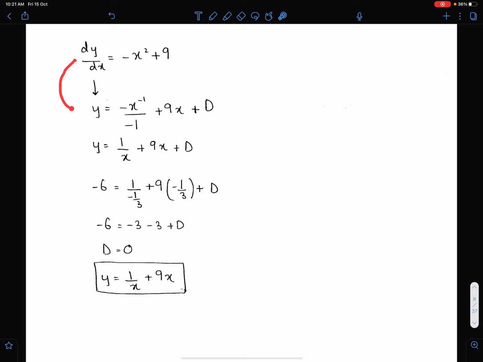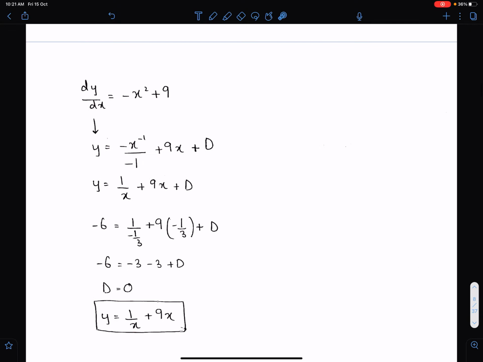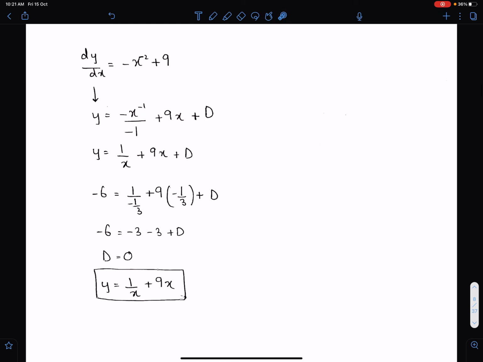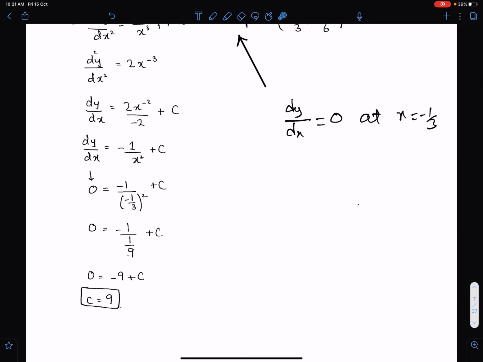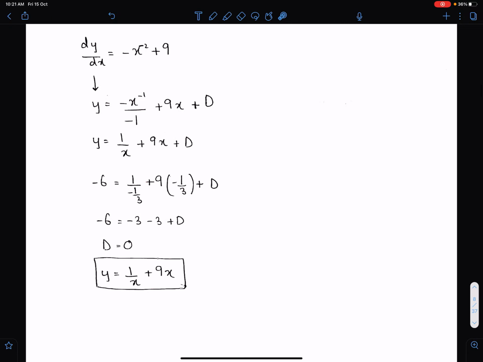Now we have to integrate this to get y. So when you integrate this, you will get y here, and this will become x power, let me check this, this is minus 2. So this will become x power minus 1 over minus 1. This will become 9x, and this is the new constant. And since we have this point, by substituting this point into this equation, we can get the value of d, which is 0. Hence, this is the equation of the curve.